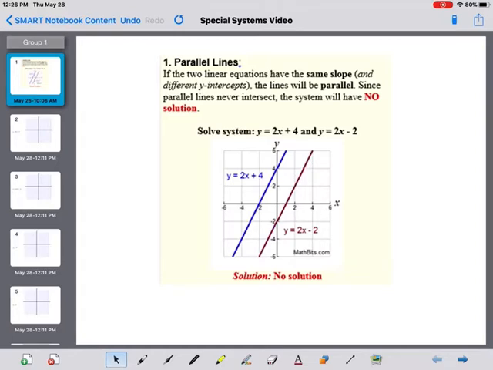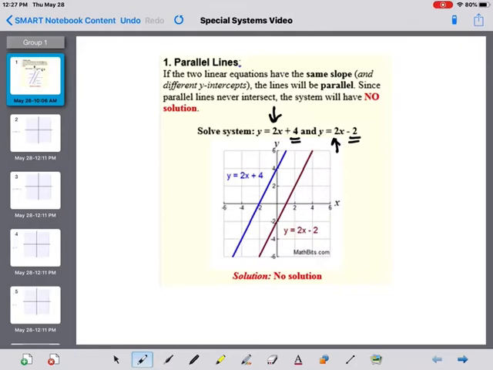If you take a look at the equation y equals 2x plus 4, we have a slope of 2, and we have a y-intercept of positive 4, so that's indicated by the line in blue. And if I take a look at the second equation, y equals 2x minus 2, I also have a slope of 2, but notice the y-intercepts are different, and that's indicated by the line in a burgundy color. So because the slopes are the same, they wind up being parallel.